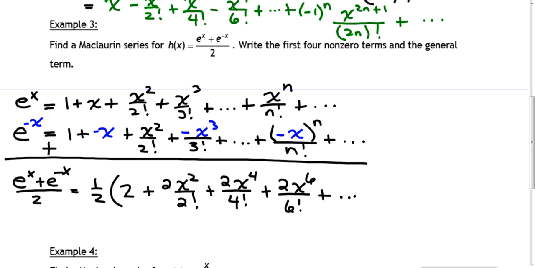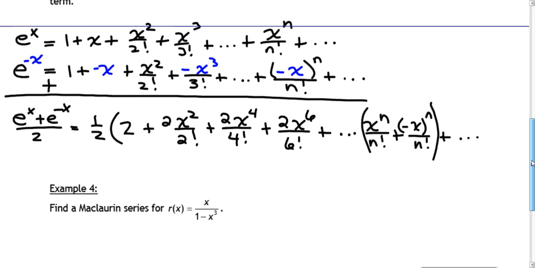Again, I'm going to add these two things together. So it's going to be x to the n over n factorial plus negative x to the n over n factorial. And that will take care of when I have zeros, the two terms cancel each other out because they're opposite signs, and when I'm actually combining them to make 2 of that single term.